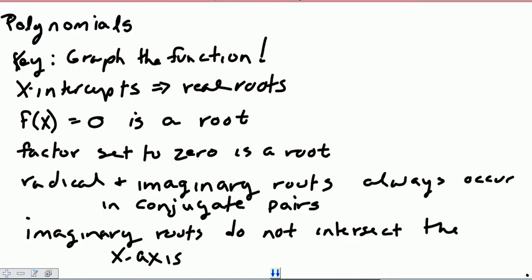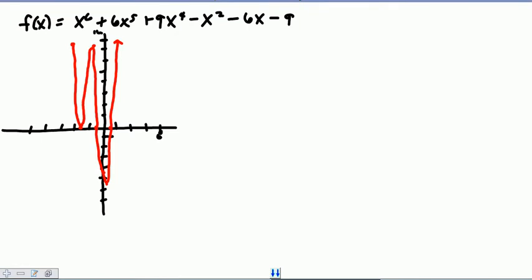And we're going to do one very complex example and look at how you can get all of this off your calculator. The function f of x is equal to x to the 6th plus 6x to the 5th plus 9x to the 4th minus x squared minus 6x minus 9. If we graph that on our calculator, we get something that looks like this. I've marked this off in 2s, so please know that. We're looking at 16 up here at this mark. This is 8 right here, so 2, 4, 6, 8.